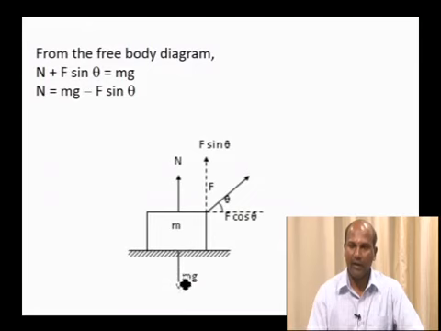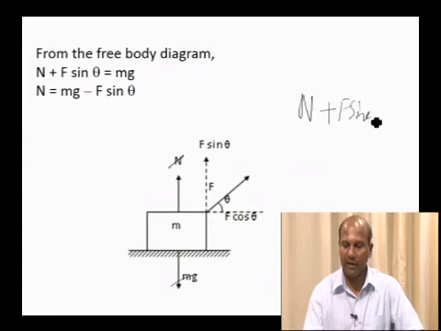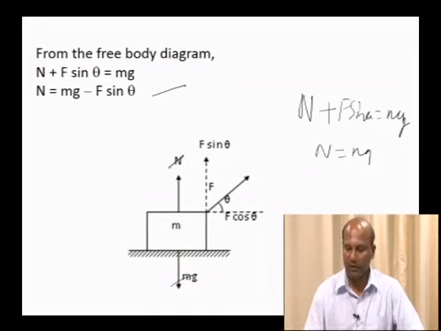So mg is acting in the downward direction, and to this you have a normal force. These two forces are basically balanced, and therefore the body is not moving in the vertical direction here. So normal force plus F sin theta is equal to m into g. I want N, therefore it is mg minus F sin theta, and therefore option D is the correct answer here.